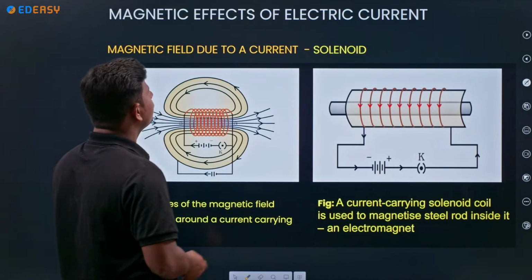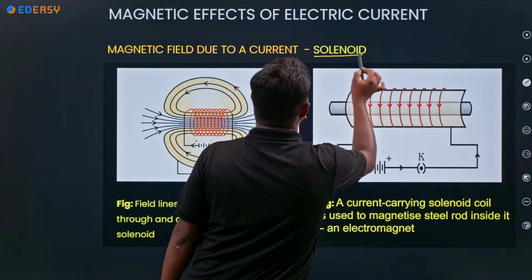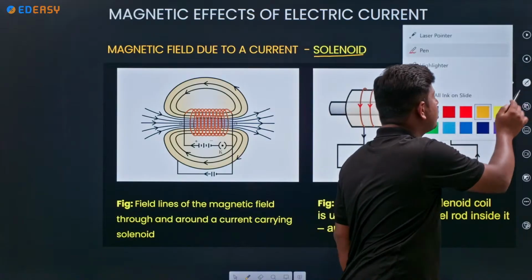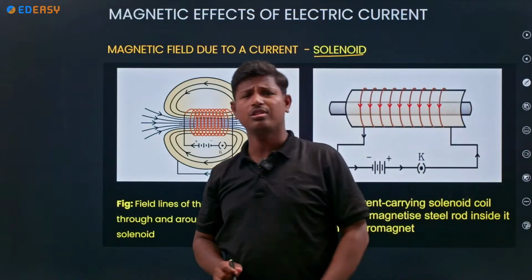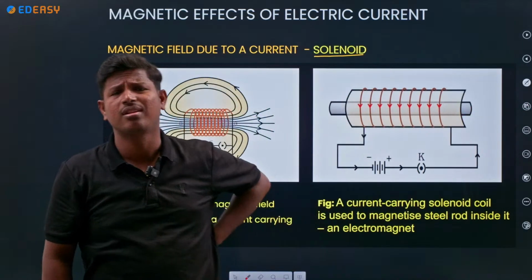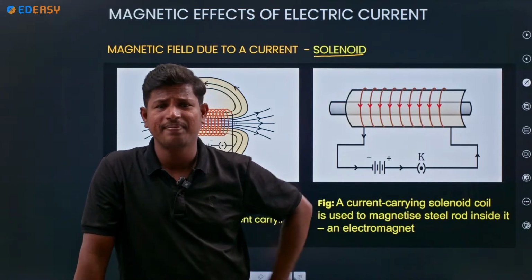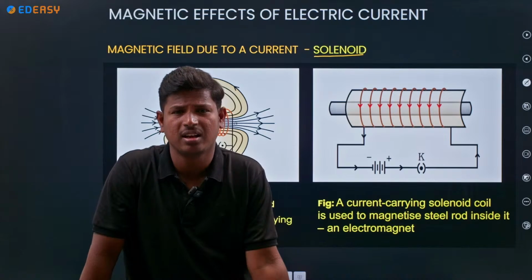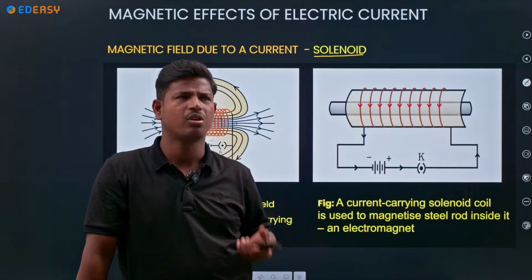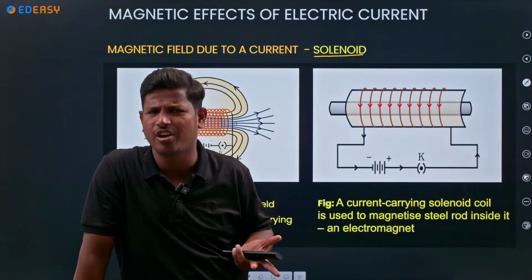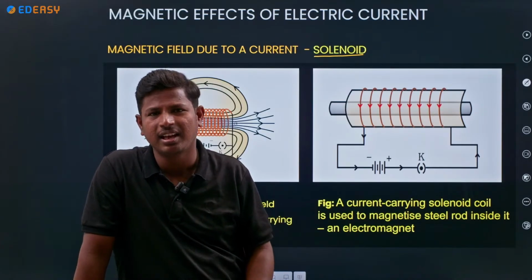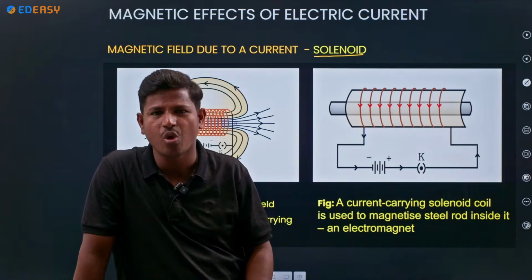Next, magnetic field due to a current-carrying solenoid. Most of them are confused about what a solenoid is. Most of them don't know about a solenoid. What is a solenoid first? Thinking in your mind, what is a solenoid? Any idea? Solenoid means what?